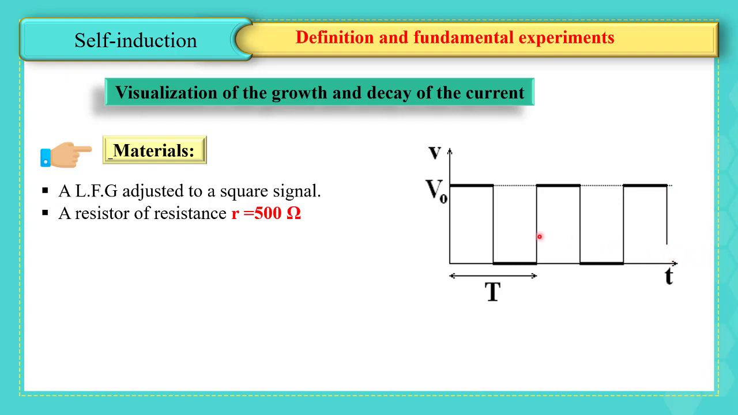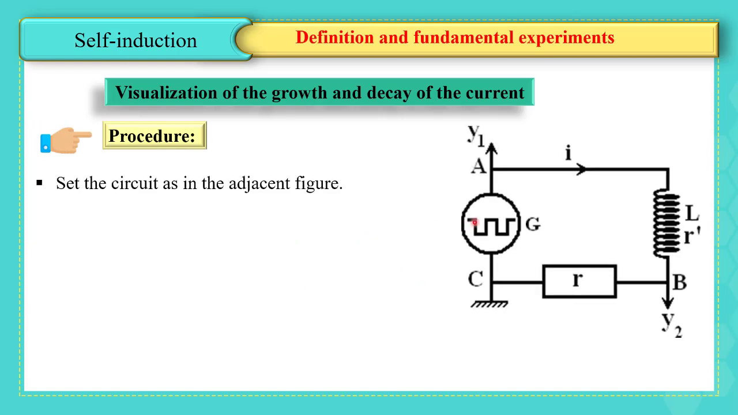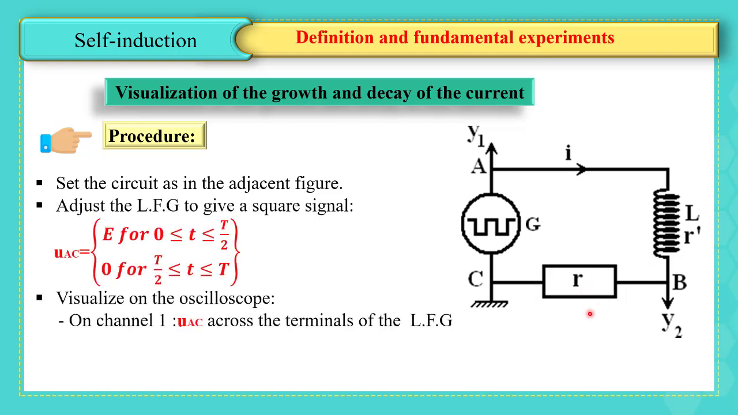In addition to the low frequency generator, we need a resistor of resistance R equals 500 ohms, and a coil with internal resistance R. We set up the circuit as shown in the figure. The coil is connected in series with the resistor, and we connect the channels of the oscilloscope in order to visualize on channel 1 the voltage UAC across the terminals of the generator, and on channel 2 the voltage UBC across the resistor. And note that the generator is delivering a square signal of value E in the first half period and 0 in the second half period.